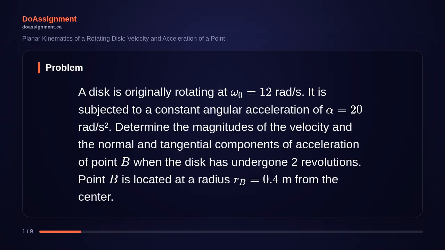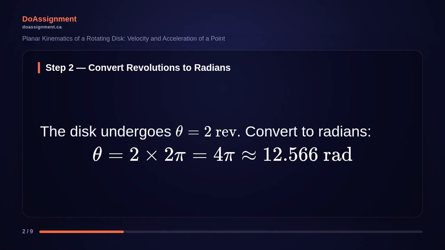Now, let us work through the solution step by step. First, convert the 2 revolutions to radians. 2 revolutions times 2 pi radians per revolution gives 4 pi radians, which is approximately 12.566 radians.